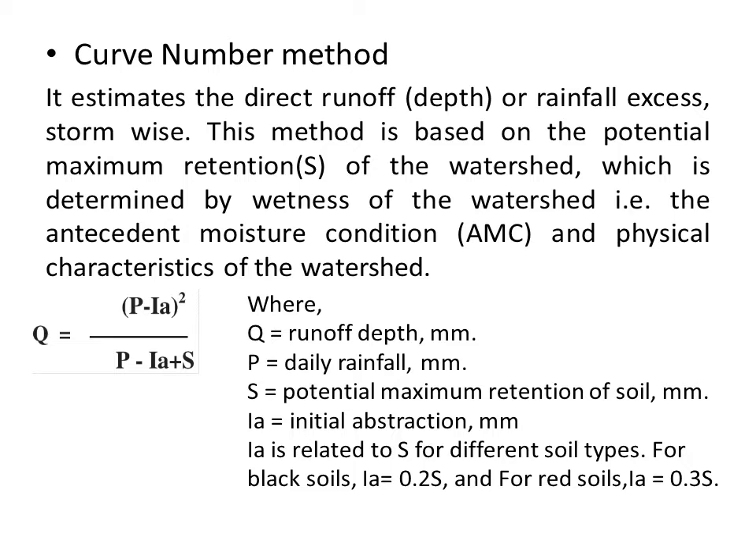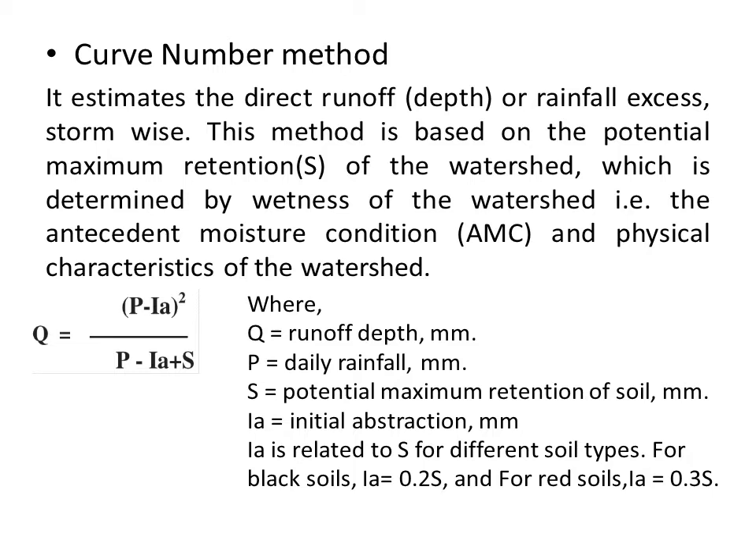Curve number method. It estimates the direct runoff in terms of depth of rainfall excess storm-wise. This method is based on the potential maximum retention S of the watershed, which is determined by wetness of the watershed, that is the antecedent moisture condition, and physical characteristics of the watershed. So this method estimates the potential maximum retention of the watershed, which is determined by the wetness of the watershed, that is the antecedent moisture conditions.